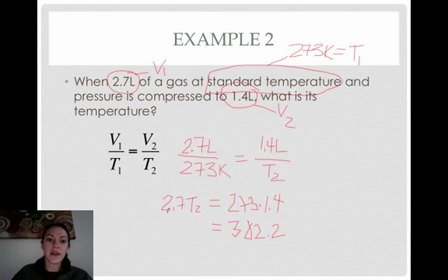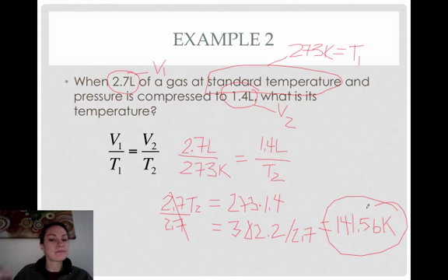Okay, so you can simplify, and 273 times 1.4 is going to be 382.2, and then you're going to divide by 2.7 on both sides. Okay, so that eliminates out, and we get our value of 141.56. And we're finding temperature, so that means our unit is Kelvin. And that is it. Awesome.